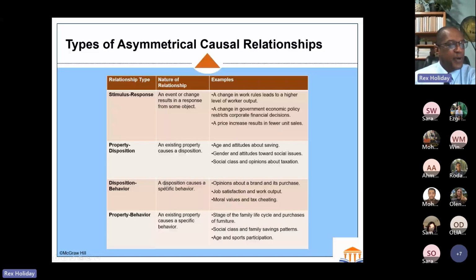So: opinions about a brand and its purchase, job satisfaction and work output, moral values and tax cheating. I thought that was interesting. Job satisfaction and work output, that's a big one, right? They always have these job satisfaction surveys. I know they do them all of the time.